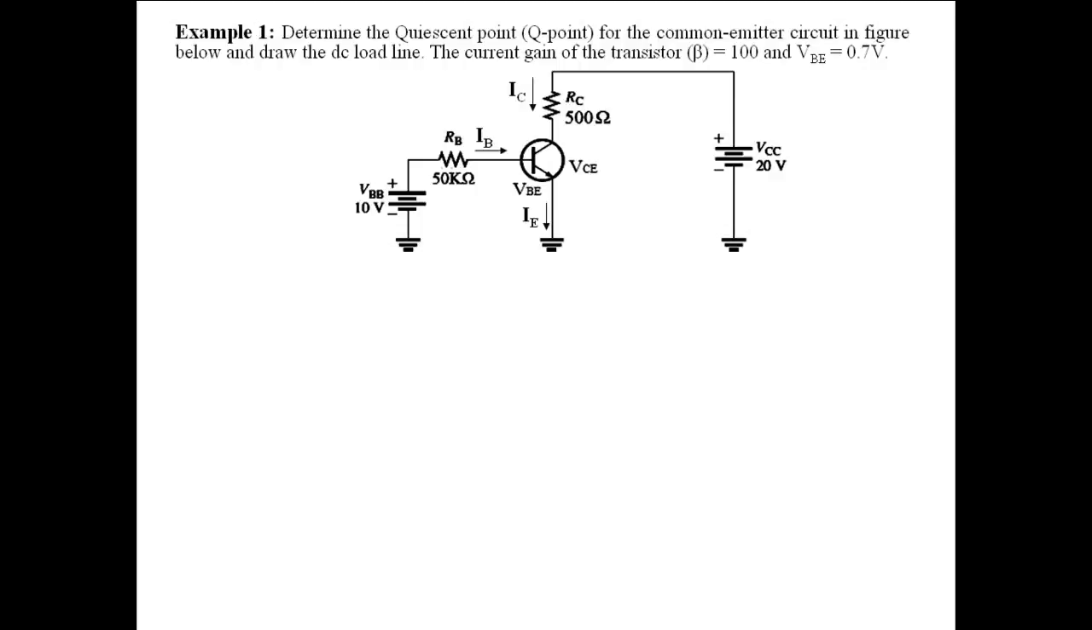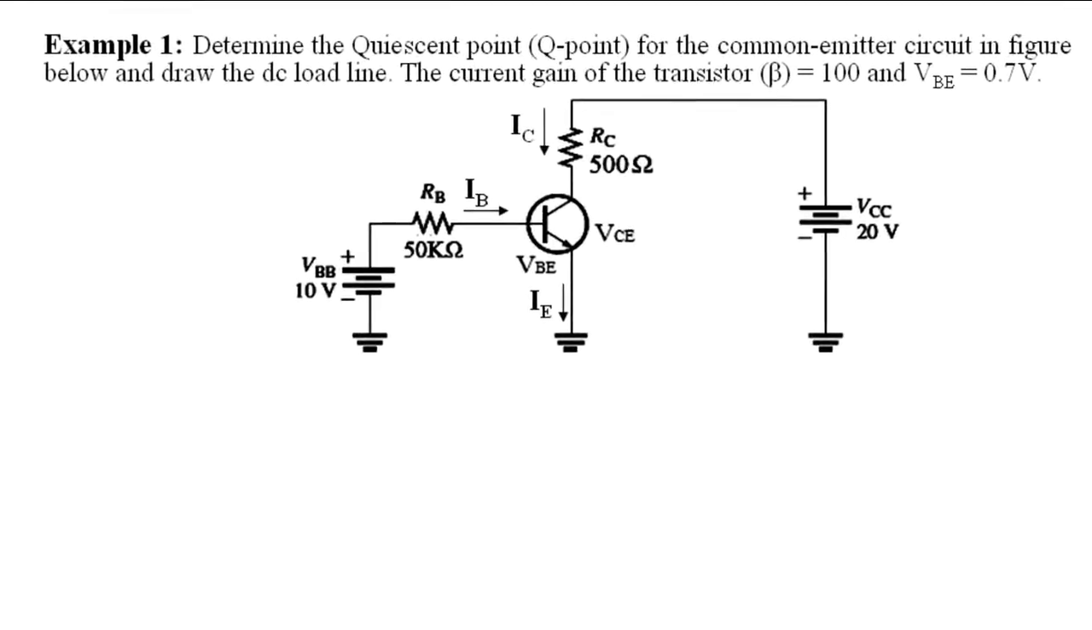Welcome. We are going to solve two examples about the DC load line. Example 1. Determine the quiescent point or Q point for the common emitter circuit in figure below and draw the DC load line. The current gain of the transistor or beta equals 100 and VBE equals 0.7 volt.